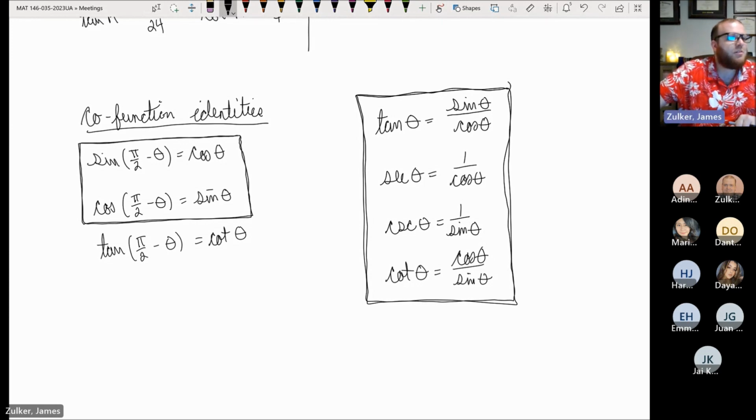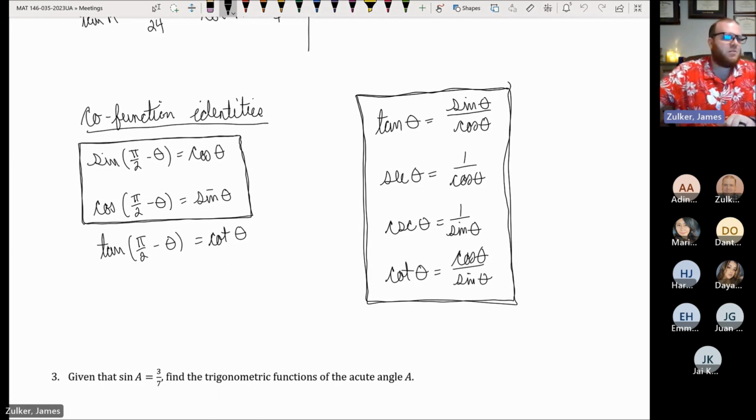I'm going to skip that one. Given that sine of A is 3/7, we're asked to find the value of the trigonometric functions of the angle A.